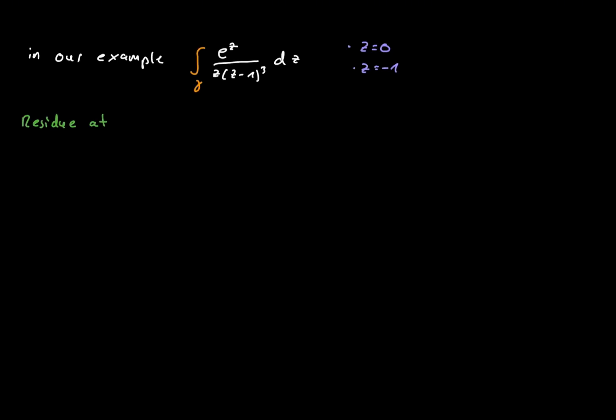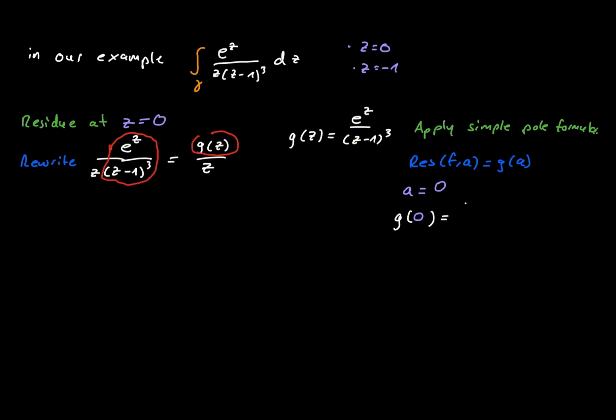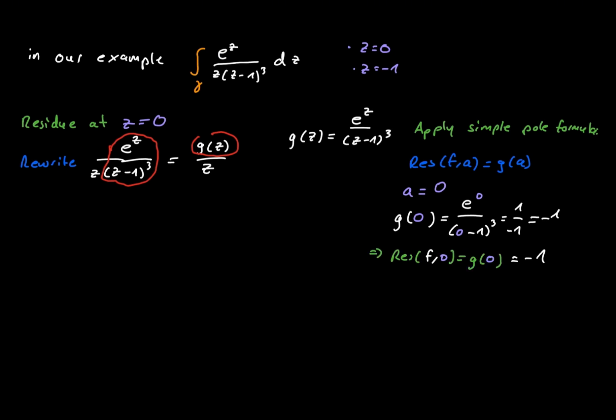First, the residue at 0. We rewrite the function as something divided by z. The remaining part is e to the z divided by (z minus 1) cubed. For a simple pole, we just plug in 0. That gives minus 1. So the first residue is minus 1.